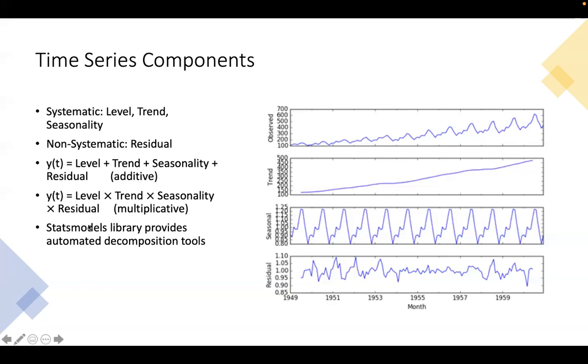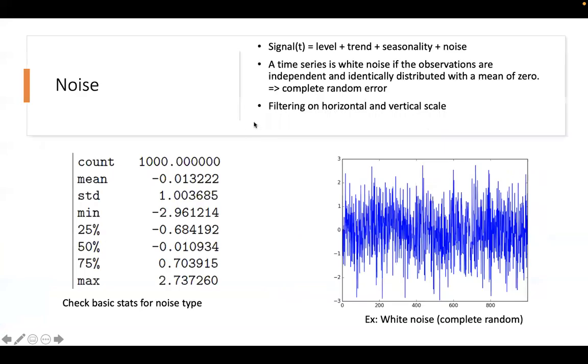Lastly, the statsmodels library comes in clutch again at the end because it provides a very automated decomposition tool. Again, just 1 line of code that helps you to decompose a time series into 4 components, and it literally spits out 4 time series objects in Python. So very, very nice.